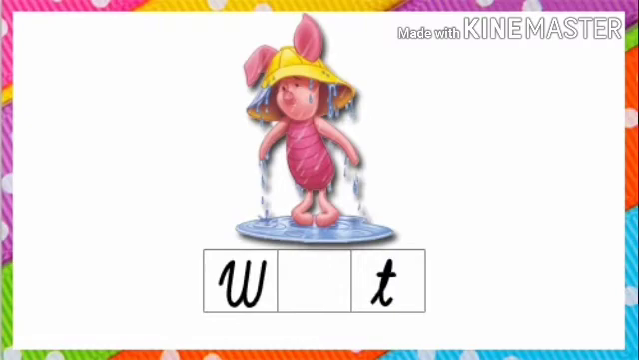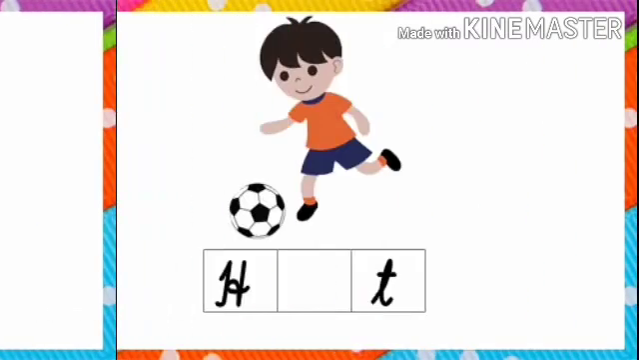Which picture is this? It's a picture of wet. Sound of the word, W, E, T, wet. Beginning sound is W. Letter is W. Ending sound is T. Letter is T. What about middle sound? An e sound is missing. So write letter E, it says e, and make the word complete. Wet. Let's move on to the next word.